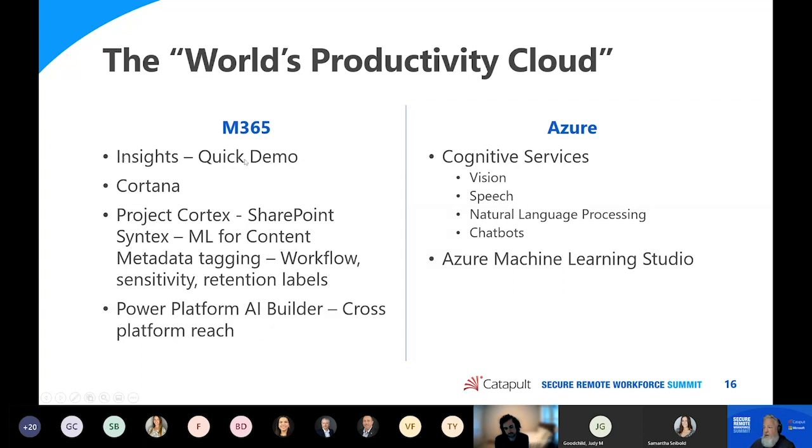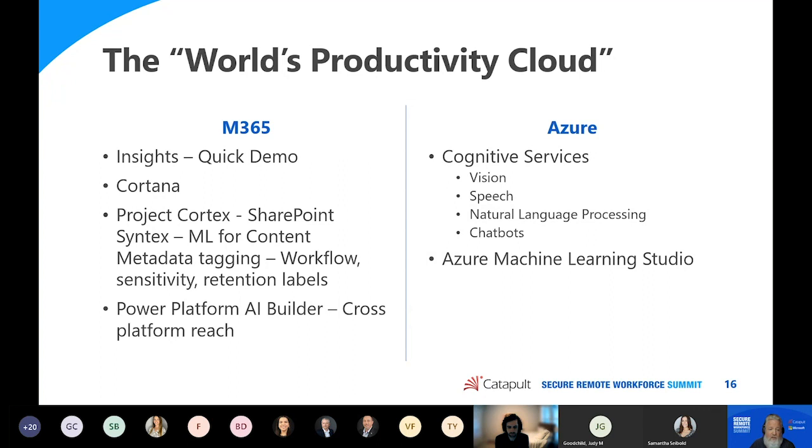I think what we want to do is look at both an insight engine. We'll look at a little bit of Cortana, and then we can talk about the SharePoint syntax that was just announced at Ignite, which is a little too new to demo. We'll talk a little bit about Power Platform, AI Builder, and the cross-platform reach between M365 and Azure to take advantage of some of these cognitive services in a more easy way. But let's go ahead and talk about an insights engine real quick.